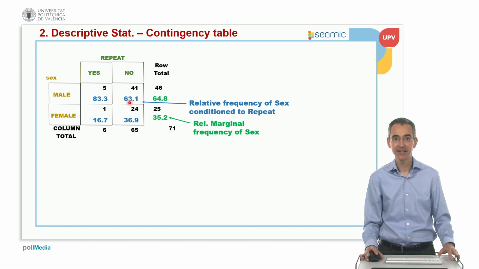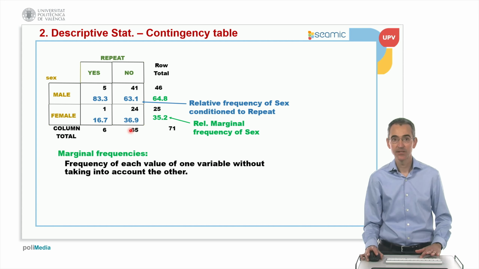And here again I have relative conditional frequencies, but now in this case if I sum them by columns, they sum to 100%. So the interpretation is totally different. I can say that in this subset of students who repeated, 83.3% were men and 16.7% were women. And also here I have that in this subset of students who did not repeat, 63.1% were male and 36.9% were female.